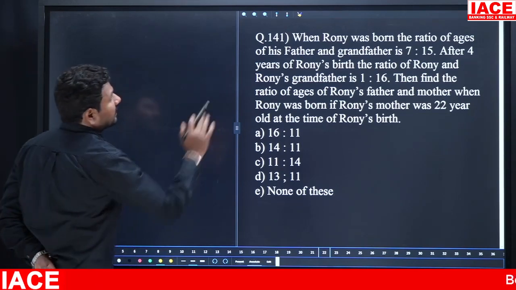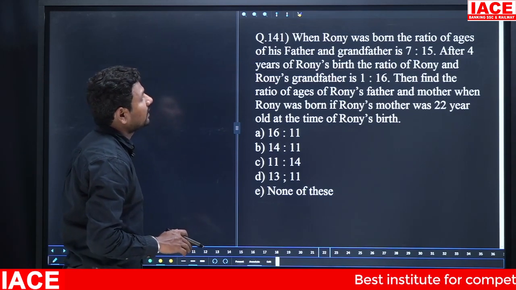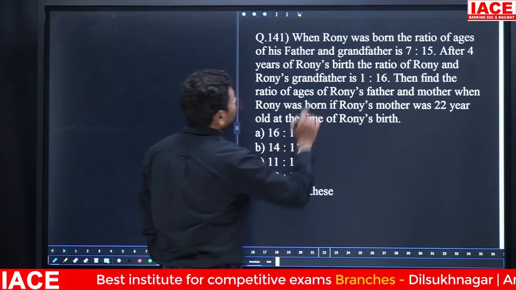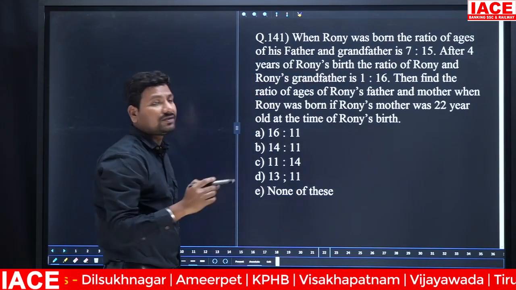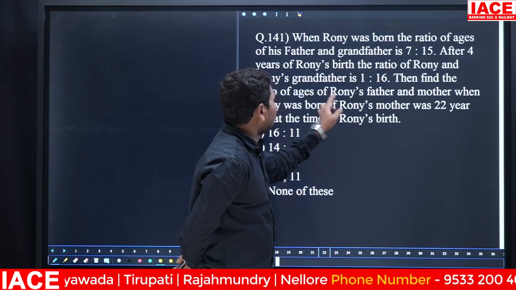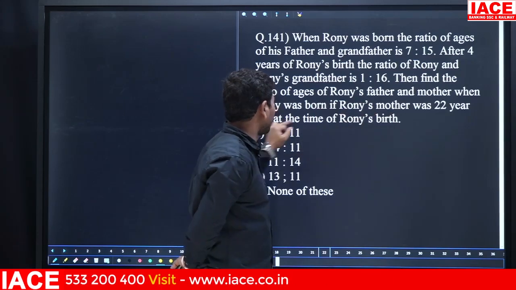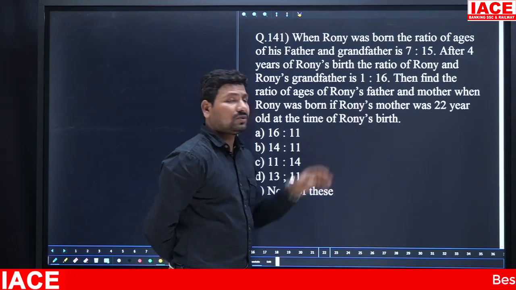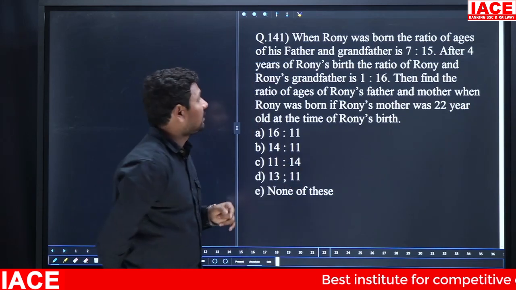Okay, first of all, calculate for father and grandfather. After 4 years of Roni's birth, there is a relation between Roni and Roni's grandfather. When Roni was born, the ratio of ages of father and grandfather is 7:15. Then find the ratio of ages of Roni's father and mother when Roni was born. If Roni's mother was 20 years old at the time of Roni's birth, then the mother's age is 22. The 22 multiples are 2 and 11, so many options are multiples of 11.